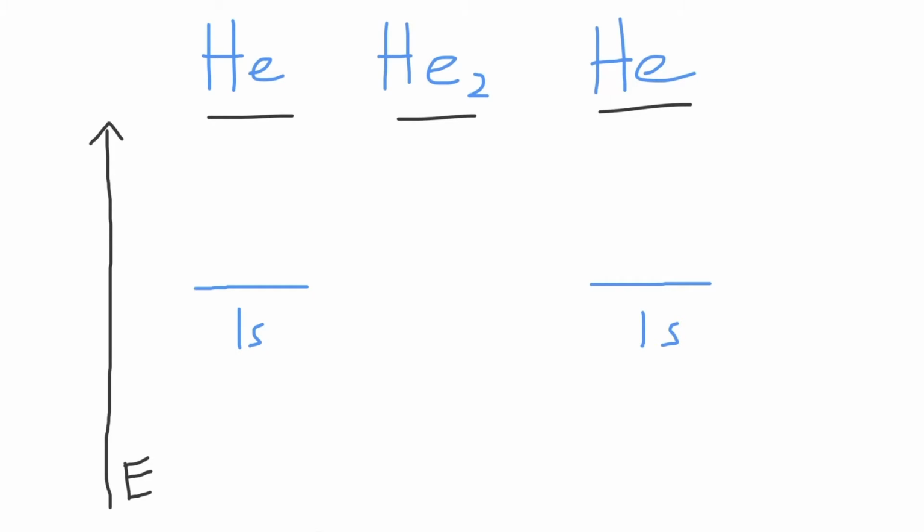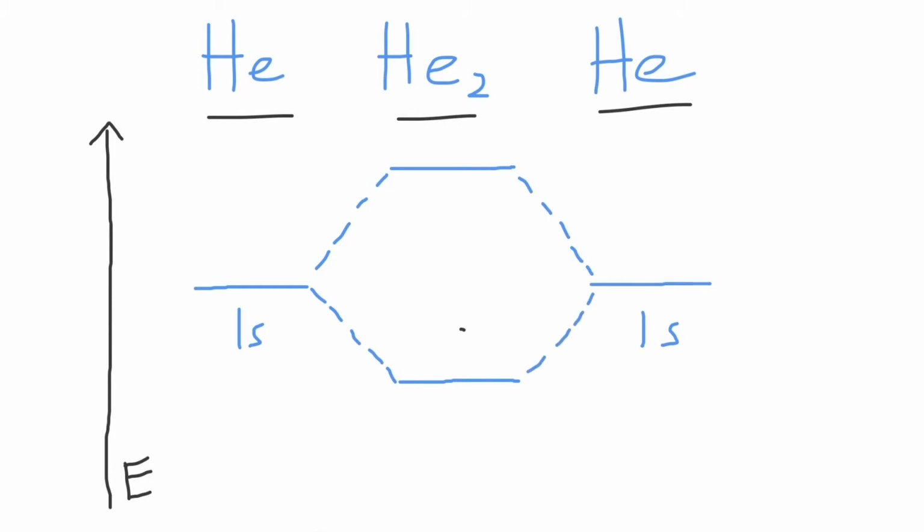Then, we need to draw in our molecular orbitals for the helium molecule. For He2, there will be 2 molecular orbitals, because we start off with 2 atomic orbitals. One of these molecular orbitals will be higher in energy than the atomic orbitals, and one will be lower in energy. Remember to connect your new molecular orbitals with the original atomic orbitals for your individual helium atoms.